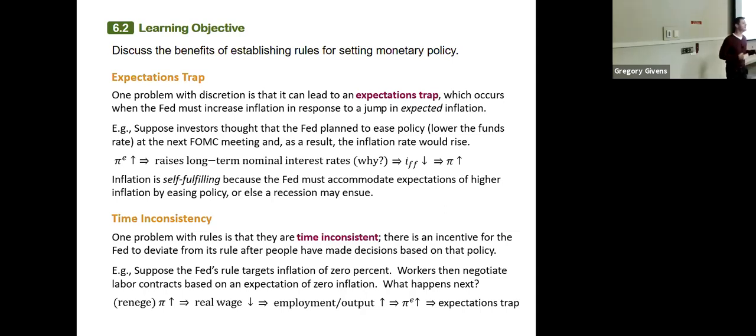So this time inconsistency problem that can plague policy rules sometimes will lead to this kind of deviating behavior on the part of the central bank, which, if followed through, is going to immediately place the central bank back in this kind of expectations trap scenario, okay? So time inconsistency is a common problem with trying to adopt fixed monetary policy rules. Okay, questions about that so far? Does all that make sense?